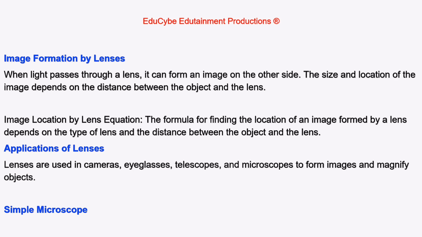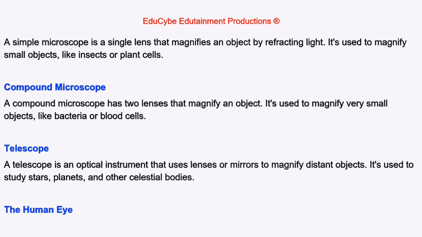Applications of lenses. Lenses are used in cameras, eyeglasses, telescopes, and microscopes to form images and magnify objects. Simple microscope. A simple microscope is a single lens that magnifies an object by refracting light. It's used to magnify small objects, like insects or plant cells.